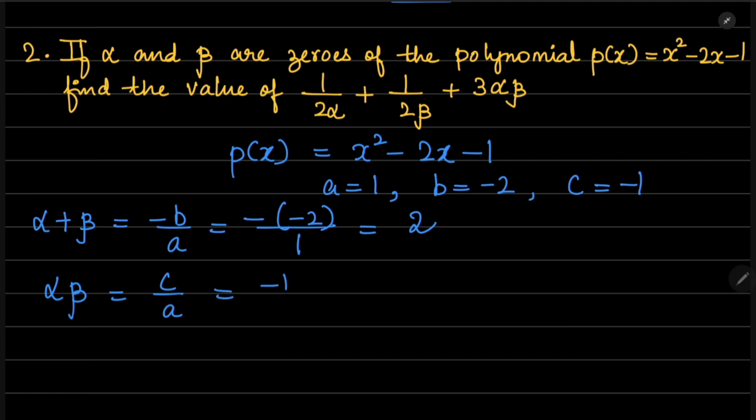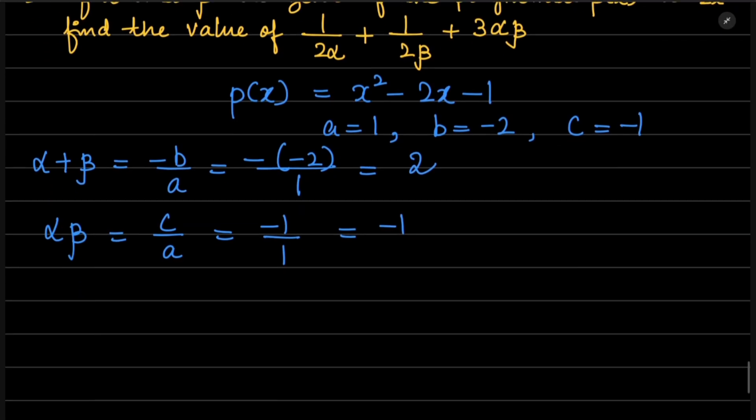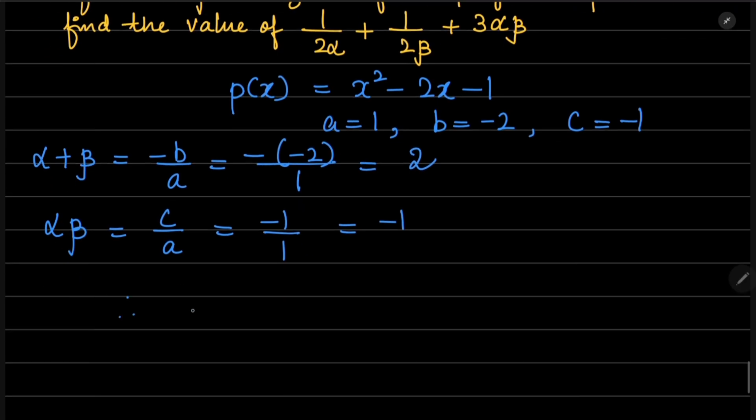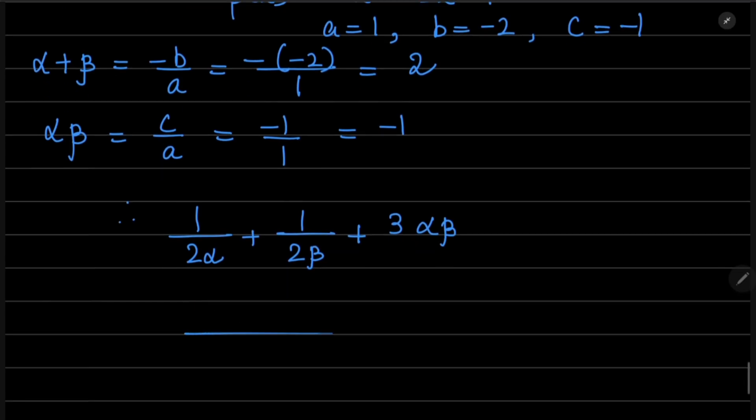What is c? Minus 1. A is 1, so it is minus 1. Using these two values, let us find the value of 1 by 2 alpha plus 1 by 2 beta plus 3 alpha beta. We have to find the value. If you take the LCM, you will have 2 alpha beta.